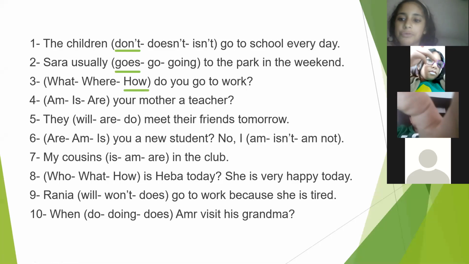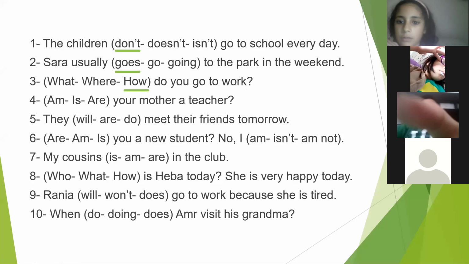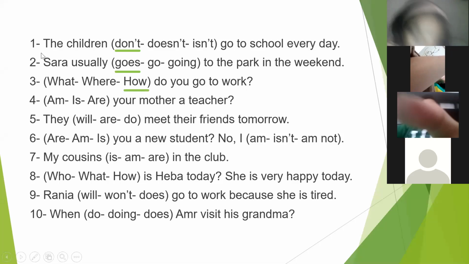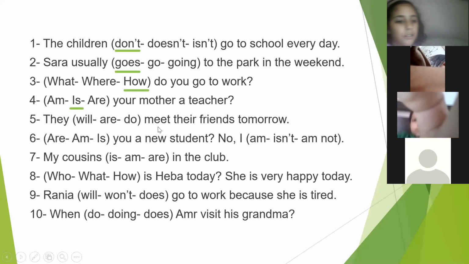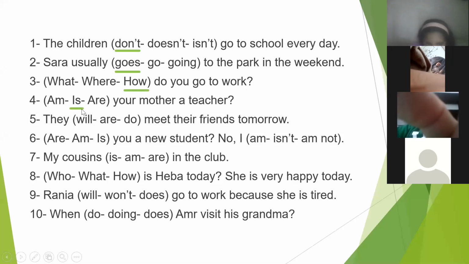Okay, number 4. Am, is, or are your mother a teacher? Your mother equals she. So what do I put here? Number 4. Is, yes, excellent. Number 5, they will or do meet their friends tomorrow. Tomorrow, you have tomorrow. What should you put here? Will, excellent. So I will put will.